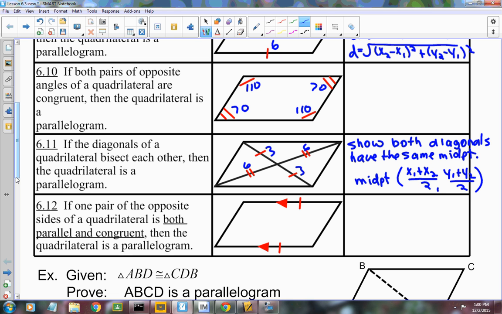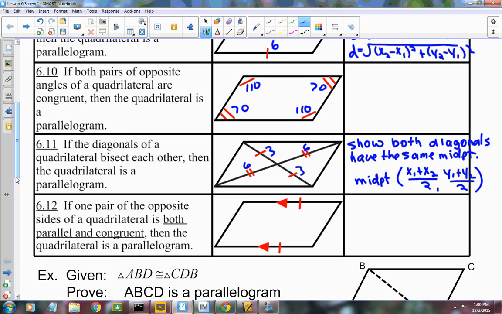And then the last one, this is one that's kind of different than what we talked about yesterday. All these others correspond with what we talked about yesterday, but this is a little bit different test. In this one, if you can show that one pair of opposite sides are both parallel and congruent, so you pick a pair of sides and see these are both parallel and they're both congruent, that would be sufficient information to say this was a parallelogram.